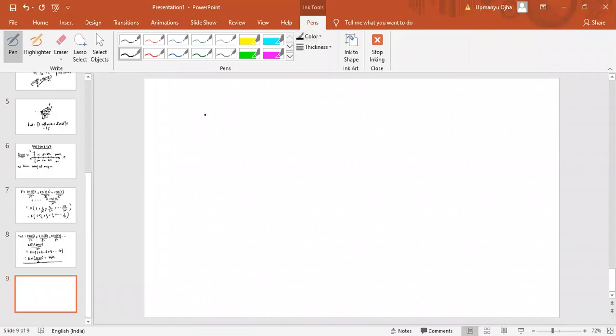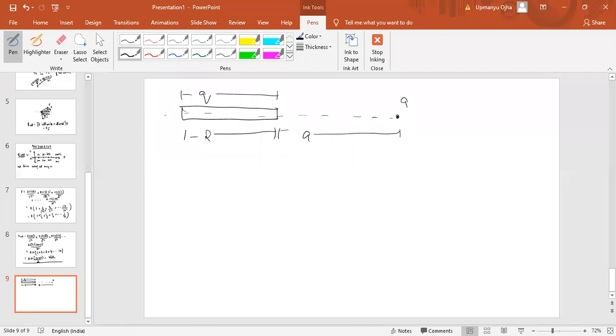Next problem is that of a rod. We have a rod of length L and charge Q. Now we place a point charge Q at a distance of A from one end of the rod. Say the rod is AB. Then from B, the point charge Q is placed at a distance of A. Find the force on that charge Q.